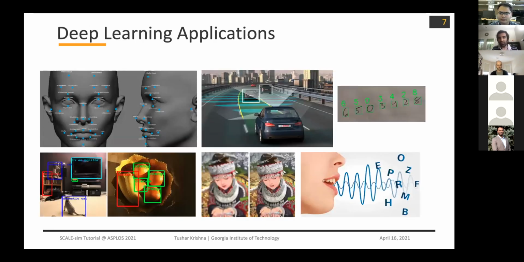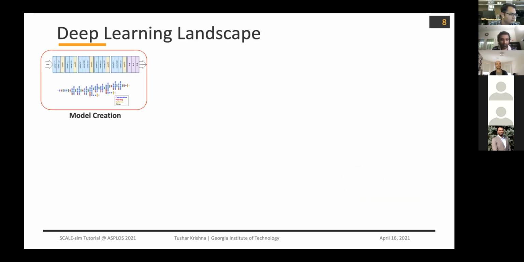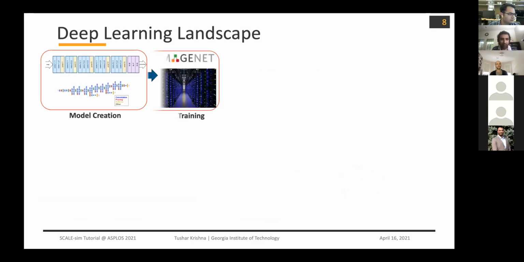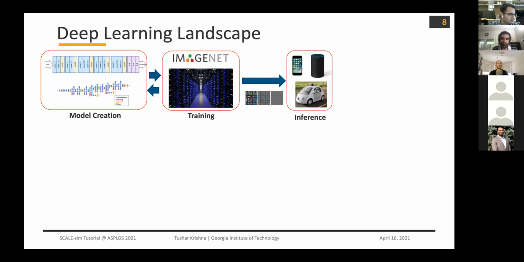So what is this tutorial about? Of course, we're all in this deep learning era where DNN models have shown massive improvements in accuracy across tasks, in vision, recommendations, speech, and so on. And within the deep learning landscape, you typically start by creating a model, and you train it. This is an iteration that goes on. Once you have a trained model, you deploy it for inference. And inference, of course, could be in the data center or on the edge.